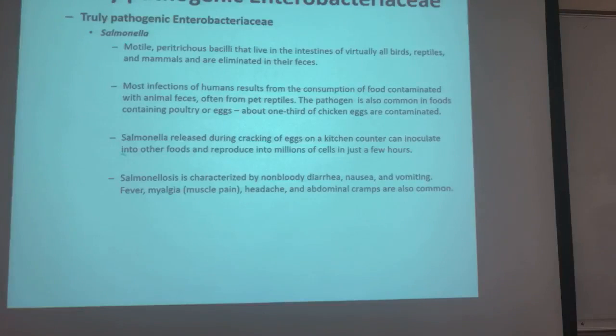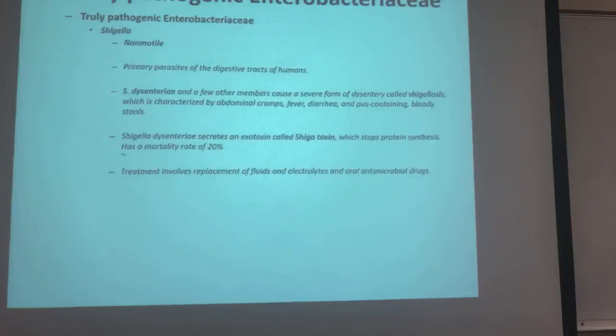What else? Salmonella, truly pathogenic, right? Remember that it can lead to disease. Remember that it can be found on eggs and poultry, mainly. Shigella causes dysentery. Shigella dysenteriae is responsible for dysentery due to the Shiga toxin. You may want to remember that.